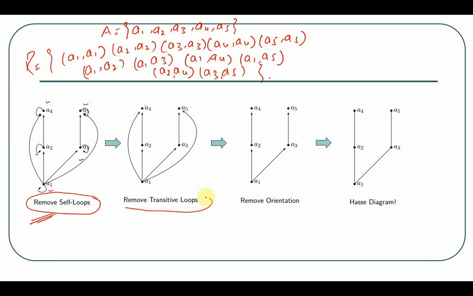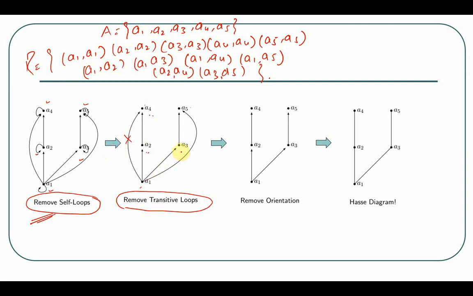Then we remove all the transitive edges. Now what do we mean by transitive edges? I have an edge from A1 to A2 and A2 to A4, and I have an edge from A1 to A4. So A1 to A2 and A2 to A4, transitivity gives me this edge A1 A4. So I'll remove this edge.